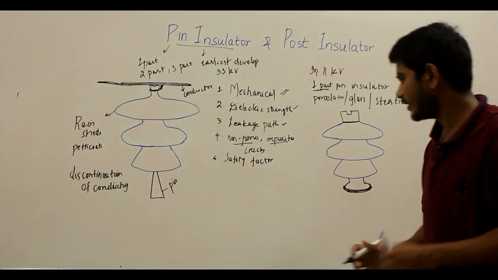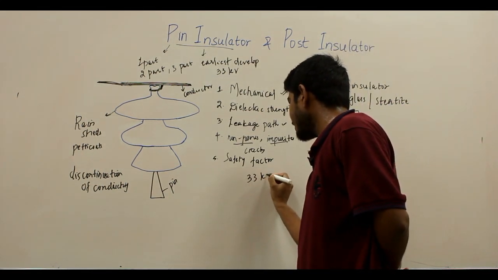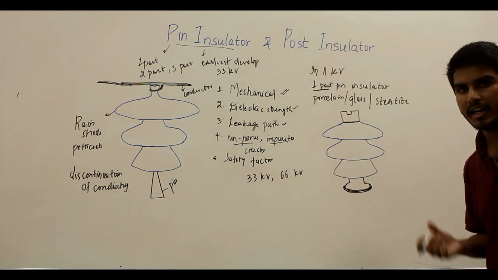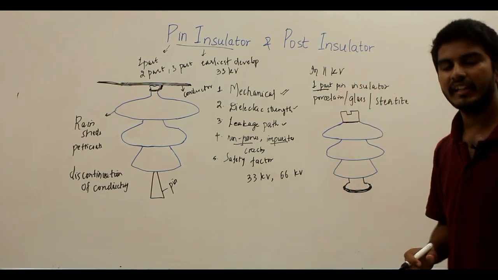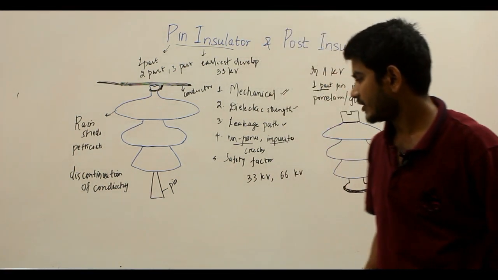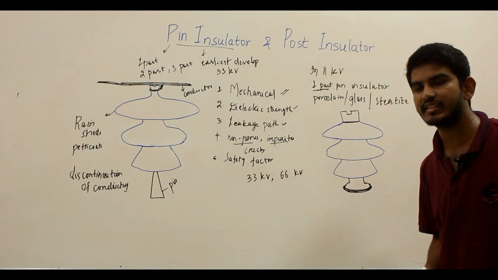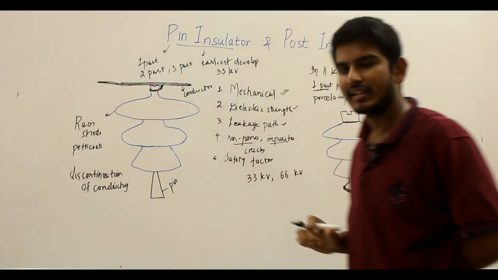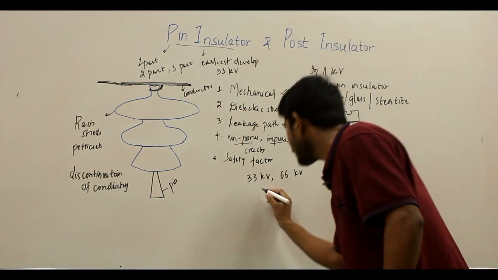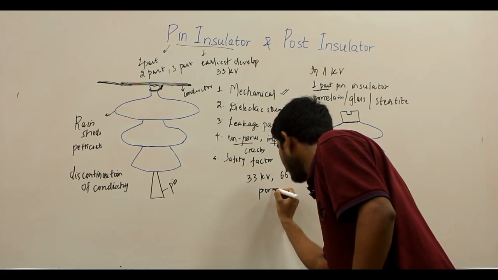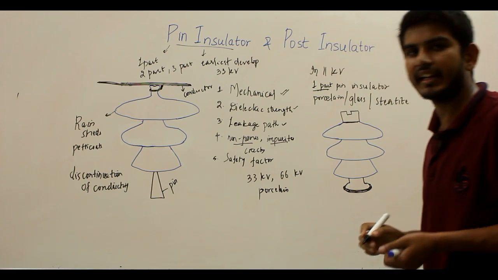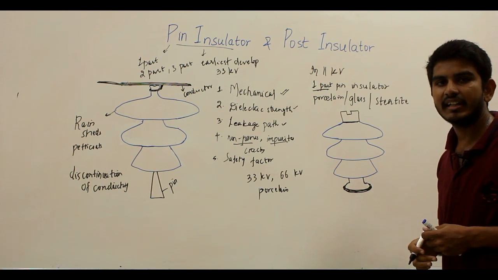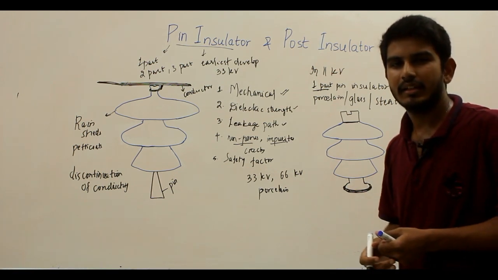Now if you go to higher voltages like 33 kV and 66 kV, the manufacturing of a one part porcelain pin insulator becomes difficult, because at higher voltages like 33 kV or 66 kV, the thickness of the porcelain shell increases. So the thickness of the porcelain material used increases, and manufacturing a quite thick single piece porcelain pin insulator is practically not possible.